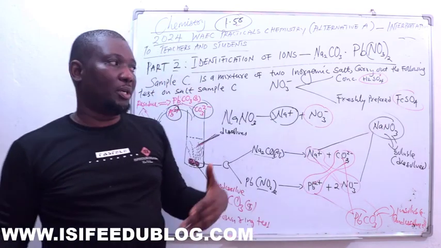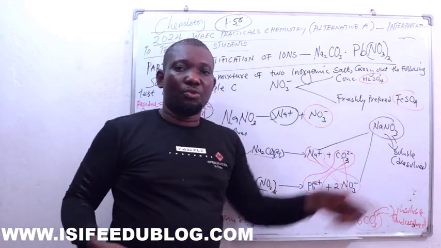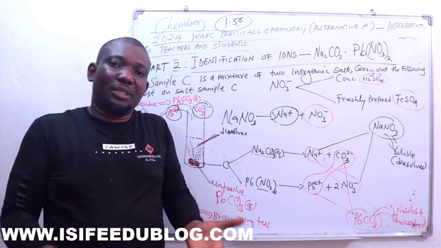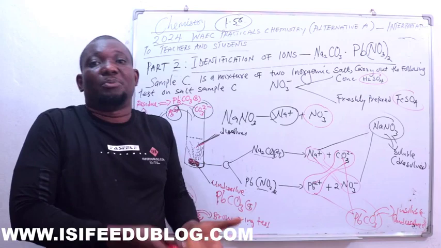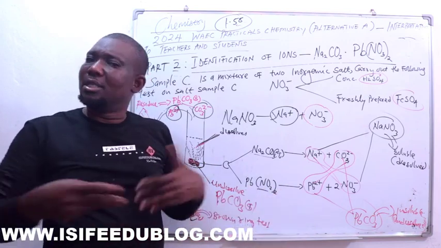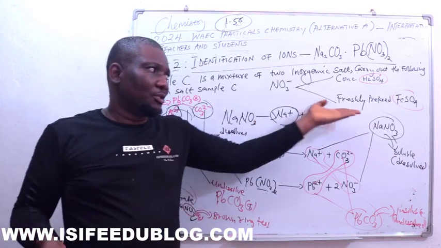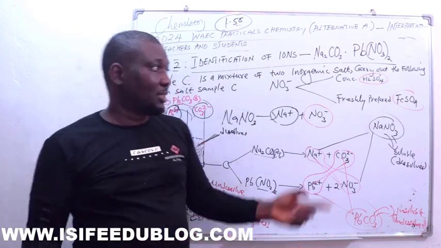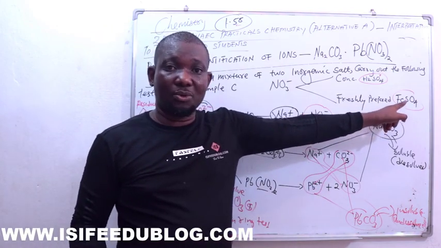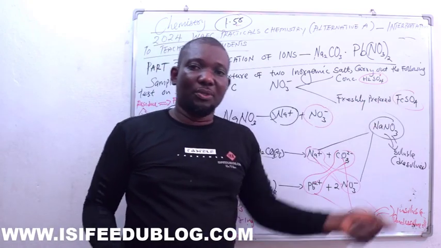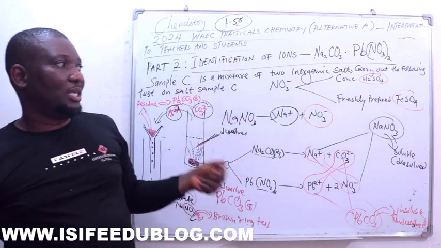It doesn't take time to prepare it because iron(II) sulfate is an unstable compound. The key reason why FeSO4 is freshly prepared before it is used in the brown ring test is simple: the compound, or the solid, is unstable. Why is it unstable? Because it can easily oxidize to iron(III).